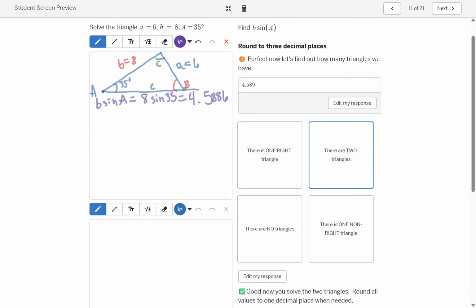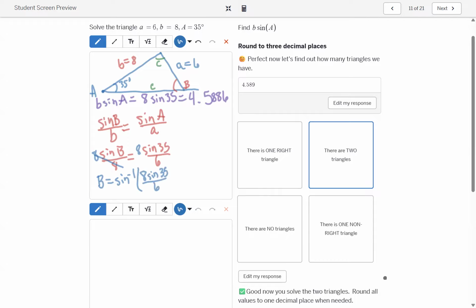So now we're going to come back up here and we're actually going to solve for angle B again, because these are the same values that we had before. So the sine of B over B equals the sine of A over A. So sine B over 8 equals the sine of 35 over 6. So B is sine inverse of 8 sine 35 all over 6. We got some extra parentheses to drop in there.